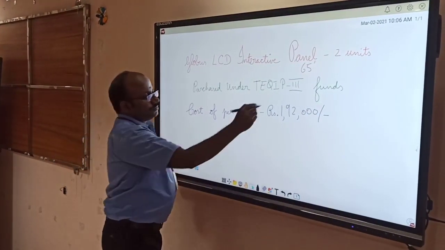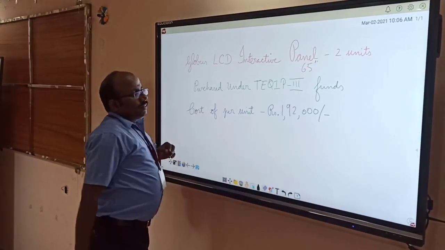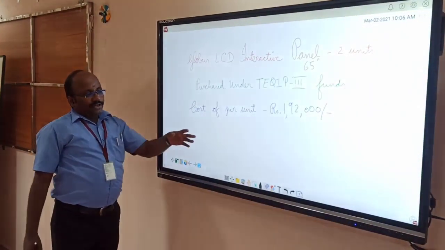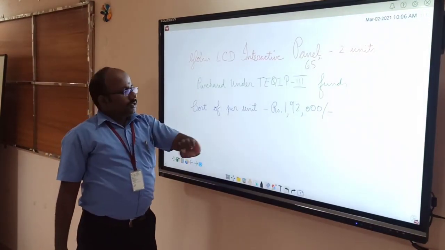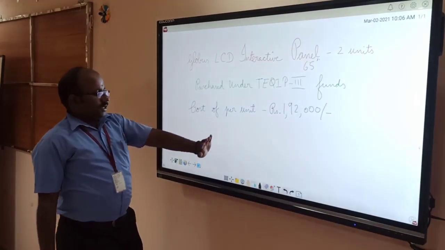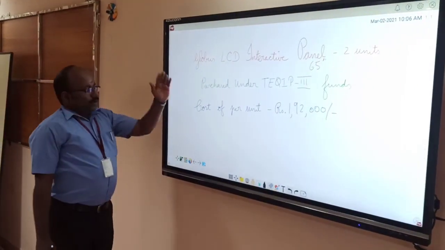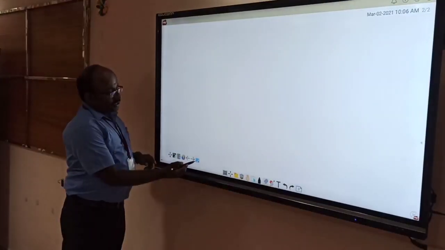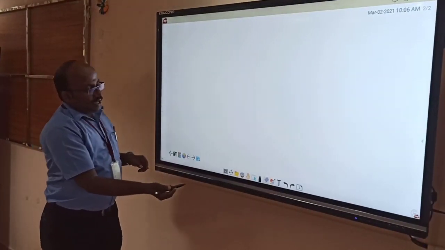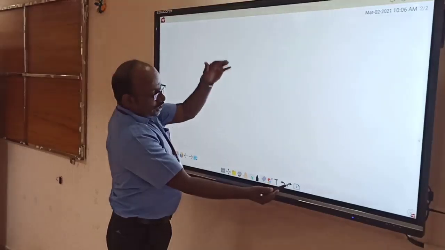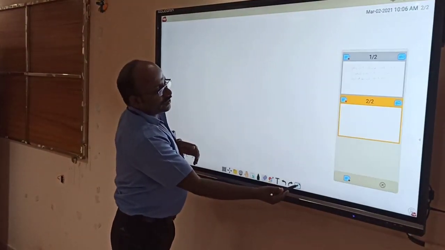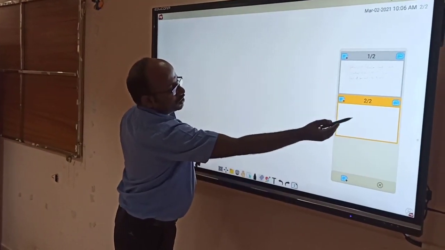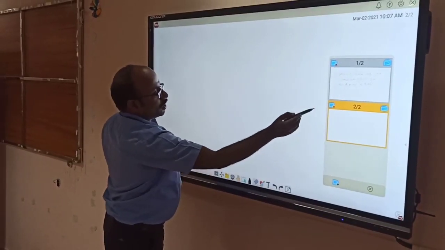65-inch, of 2 units. The cost per unit is rupees 1,92,000. This is inclusive of GST. And if I want to go to the next page, I can add the pages. You can see the symbol here, page plus symbol is there. If I touch it, I go into the new page, and we can see the pages consolidated list-wise here. If you click here, you can see this is page 1 bar 2, this is 2 bar 2. I am in page 2 bar 2.